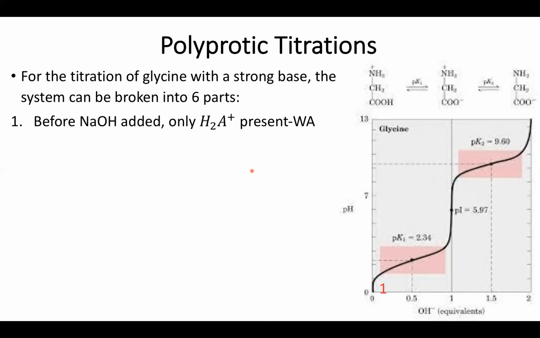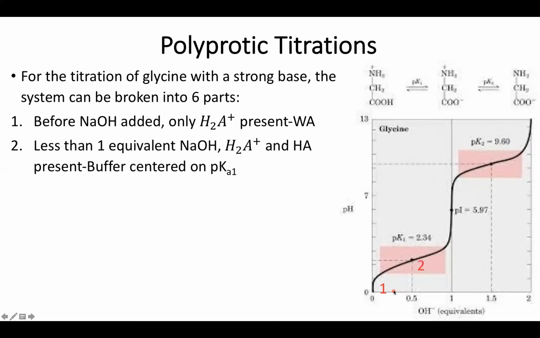It's worth noting that for our monoprotic systems, we only had 4 parts of our titration curve. For a diprotic system like glycine, we've now expanded that into 6 individual parts. Because we have so many different parts, and glycine is fairly big, I'm going to annotate each of our protonated states based on the charge and the number of protons present, just for convenience. The first part of any titration is before I add any of my sodium hydroxide. In this case, all we're going to have is our fully protonated weak acid system.